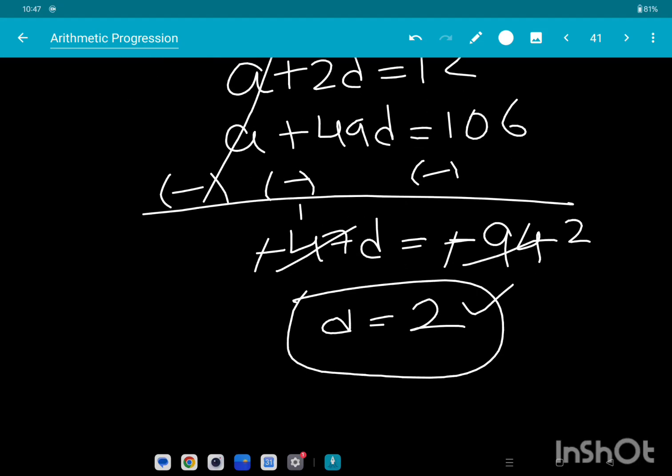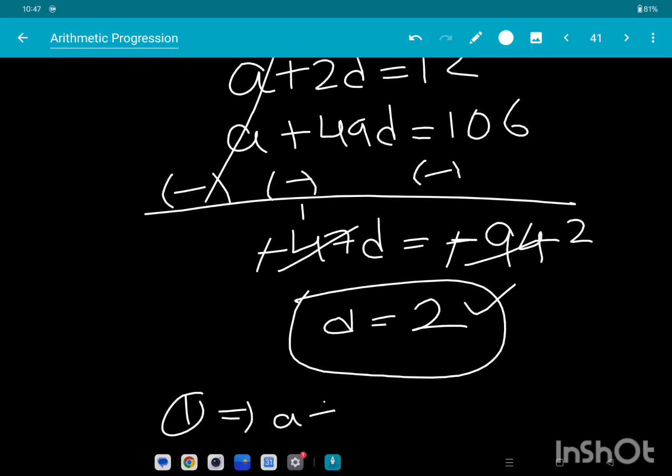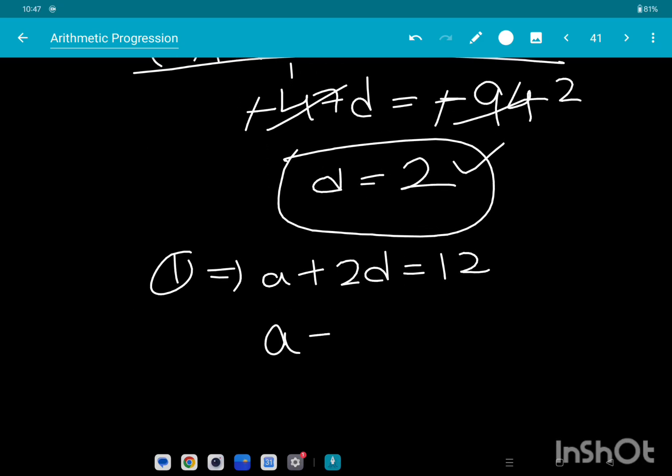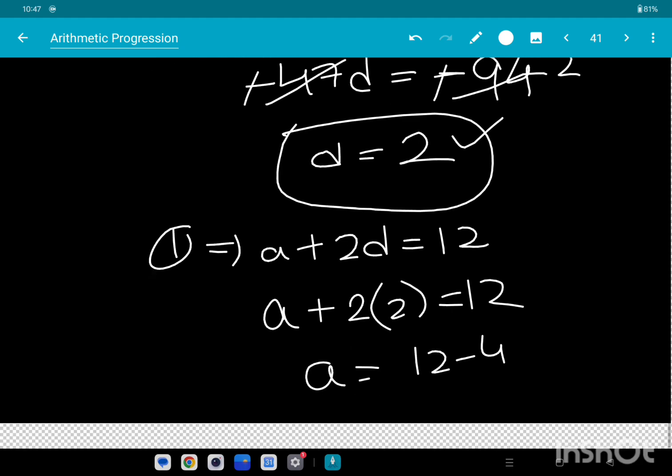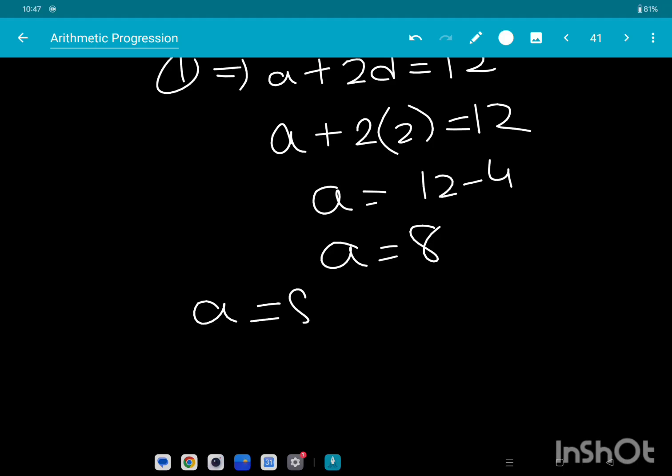Now I need to find the A value. From equation 1, what is the equation 1 here? A plus 2D is equal to 12. So if I substitute the D value here, A plus 2 twos is equal to 12. So A is equal to 12 minus 4, since 2 twos are 4. So here the A value is 8. Now I know the A value is 8 and D value is 2.